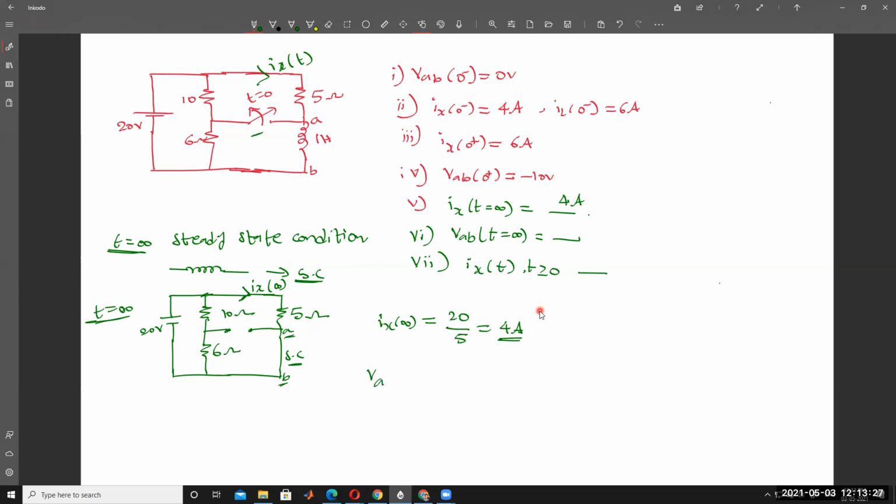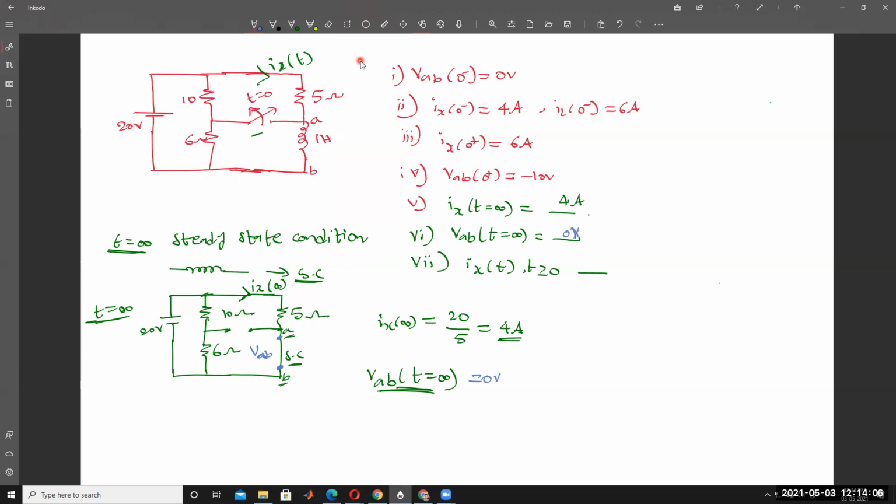VAB at t equals infinity. Under steady state condition, the inductor acts as a short circuit. So what is the voltage across this terminal, between A and B? The terminal is short circuited, and under the short circuit condition, the voltage is equal to 0. So VAB at t equals infinity is equal to 0.